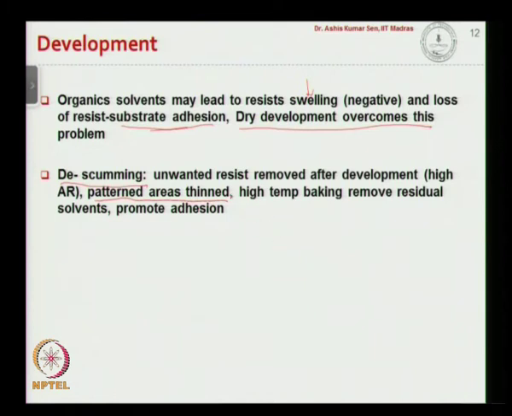And after you do the development, if you do a high temperature baking, that is going to remove any residual solvents that are present on the surface of the wafer, and it would also promote adhesion.